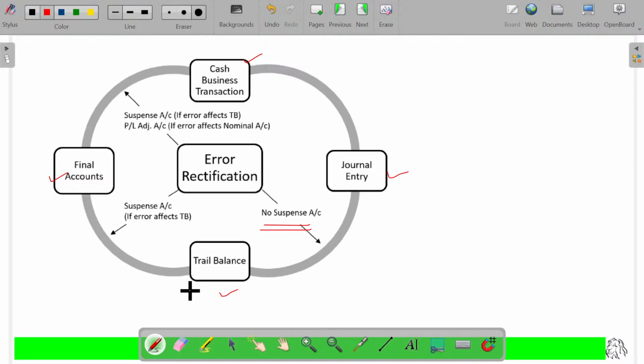But if the error is located after the trial balance but before final accounts, and that error makes the trial balance disagree, then we need to use a suspense account. And after the final accounts, if we locate and rectify the error, of course, if the error affects the trial balance, we will have a suspense account. Or if the error affects the nominal account, the nominal account is replaced with a P&L adjustment account. So these are the three scenarios.